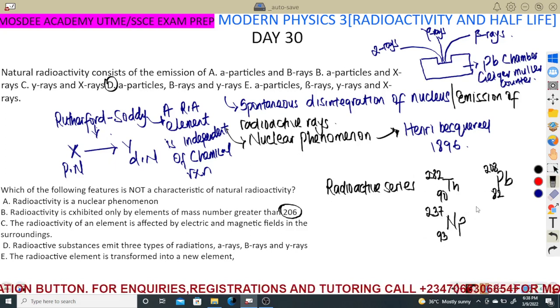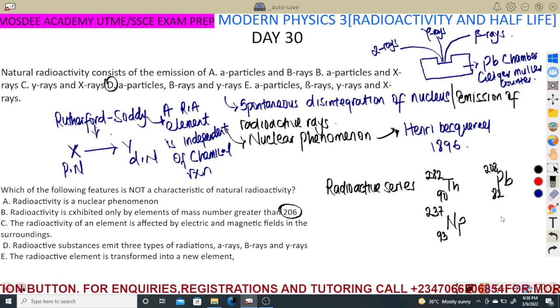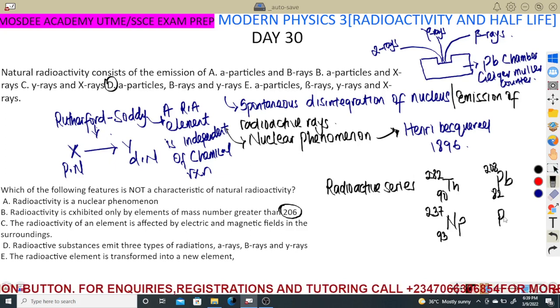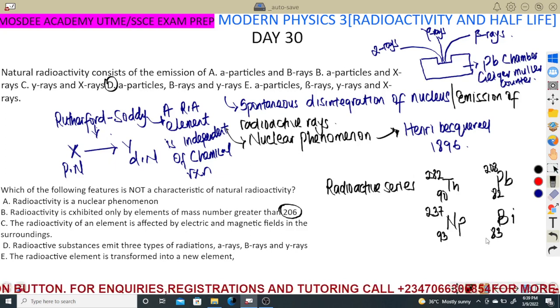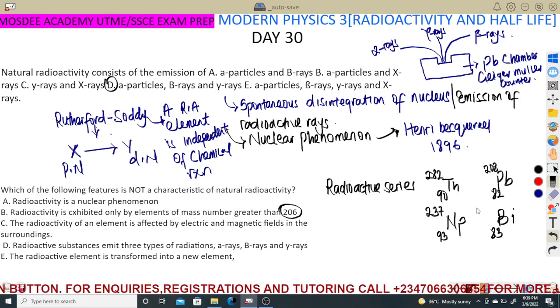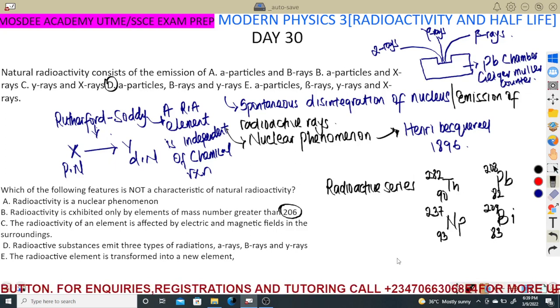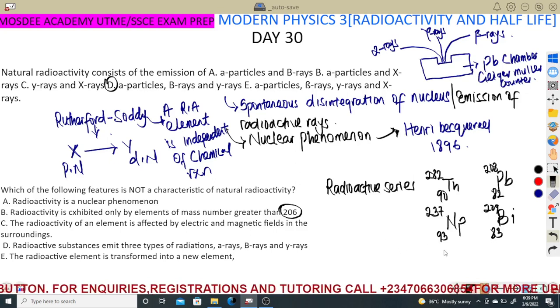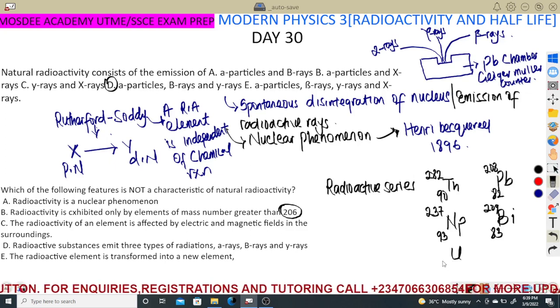When it disintegrates, it gives a beta particle and a daughter nucleus of bismuth. You will know more about bismuth when we get to semiconductors. So 83, 209. This neptunium is said to be artificial radioactivity. I will let you know a little bit about it. The next one is uranium. You know uranium very well. Uranium is popular.